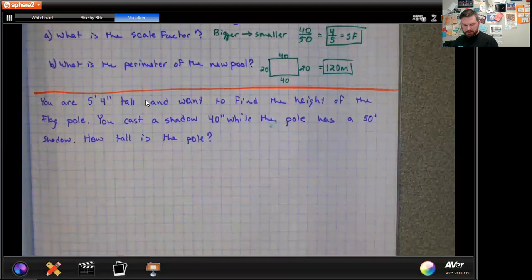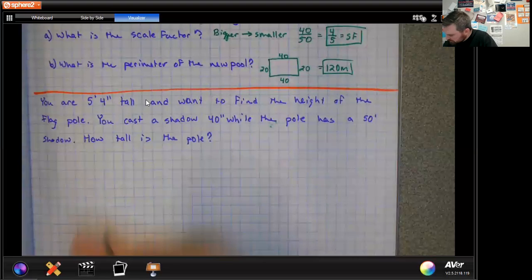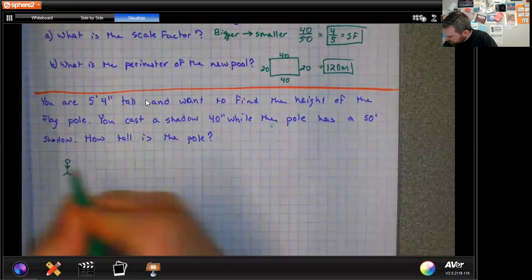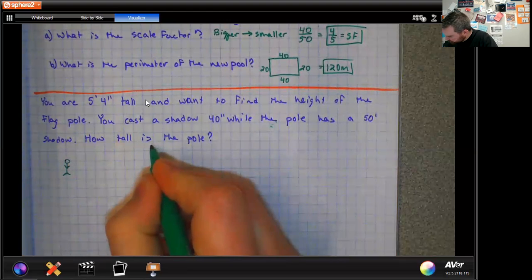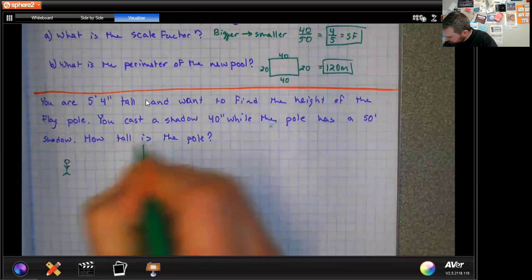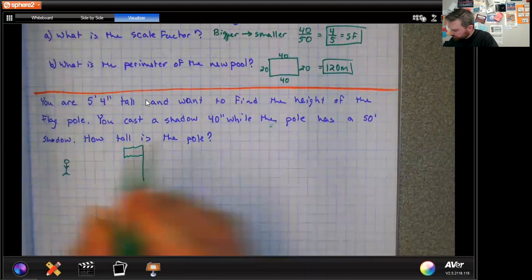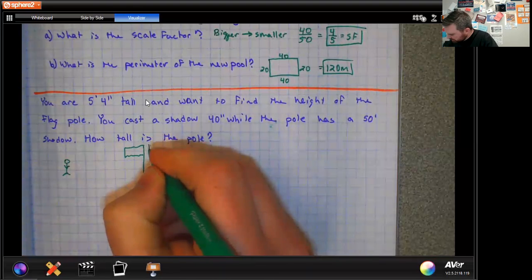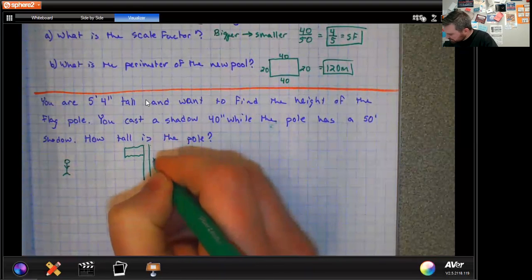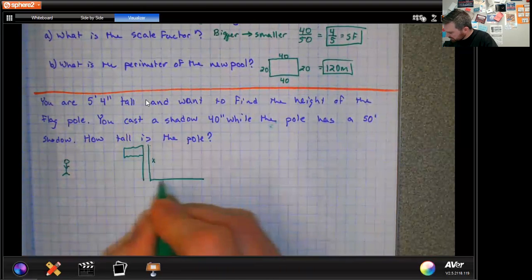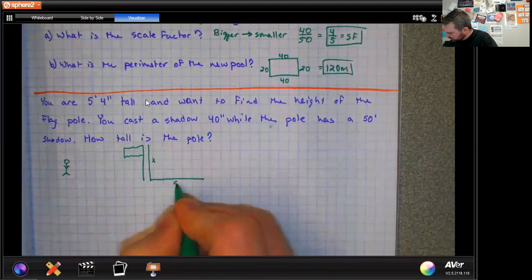Okay, so again, it's going to be very, very helpful if we draw a picture. Okay, so we have you, and we have this flagpole. I want to know how tall this flagpole is, and I know its shadow. If the sun is shining, it has a shadow over here that is 50 feet.